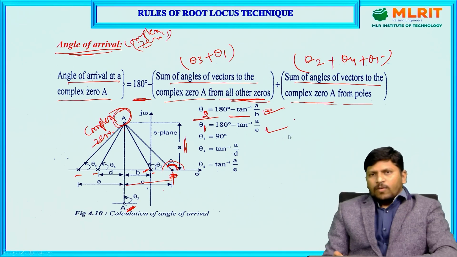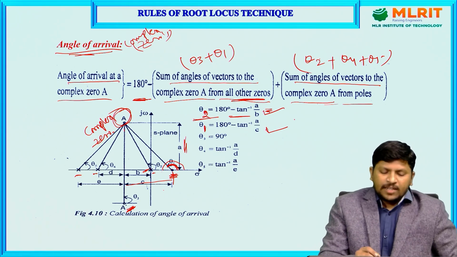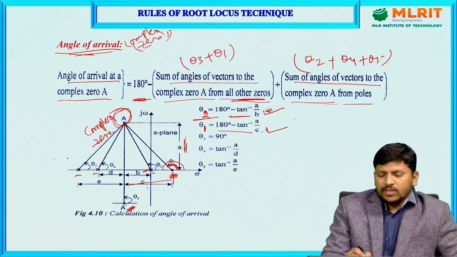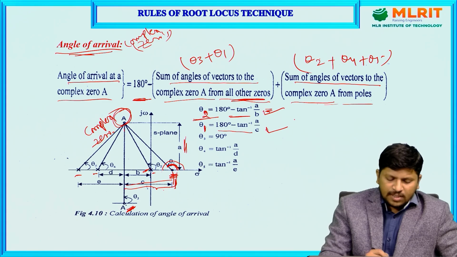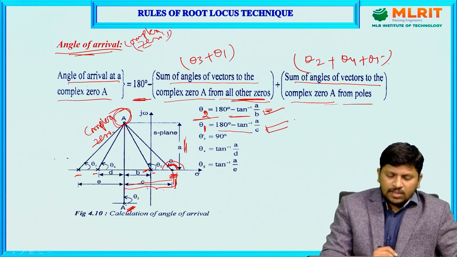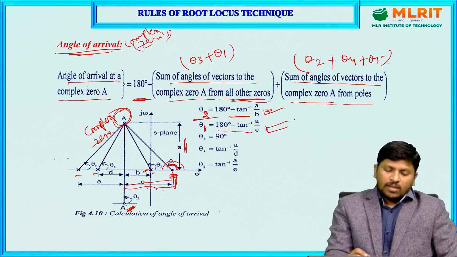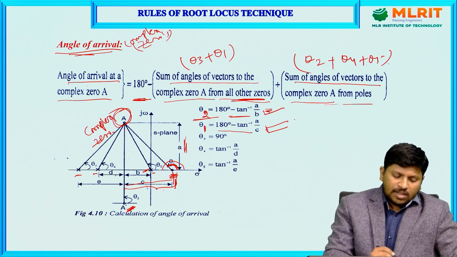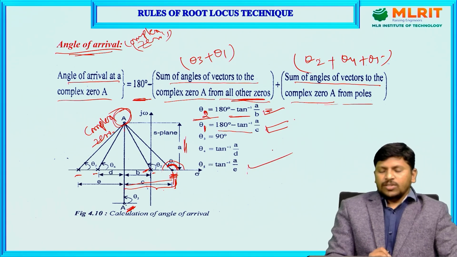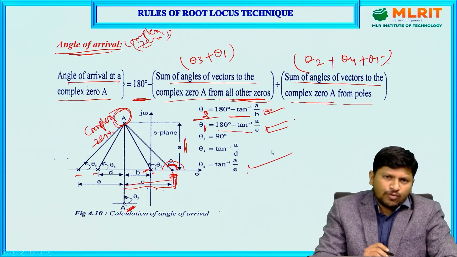Just modify that: theta 1 equals 180 degrees minus tan inverse of A by C, because the complete real value up to here is C. So A by C, this is theta 1. Theta 2 is tan inverse of A by B, where A is imaginary. Theta 3 is 90 degrees. Theta 4 equals tan inverse of A by D, where A is imaginary and D is real, and likewise for E. Same thing we need to follow here.